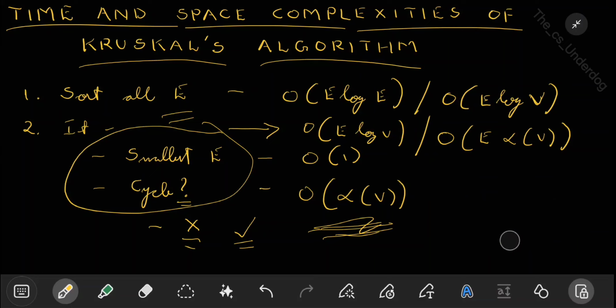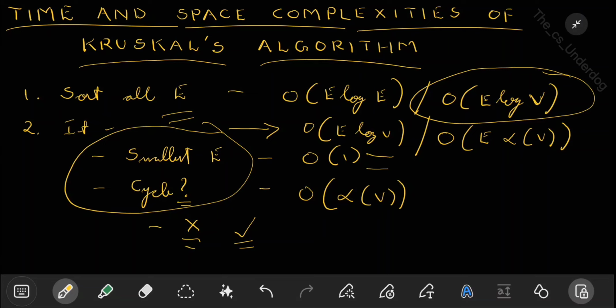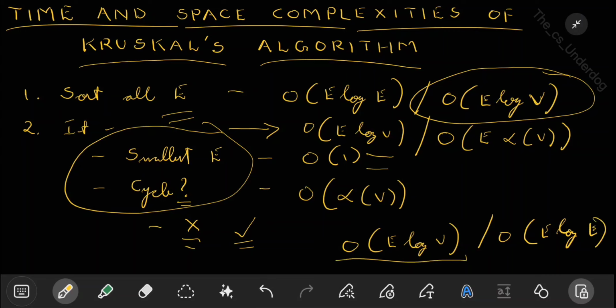See, ideally you can consider it as order of alpha of V. The reason I'm okay taking E log V here is that anyway your sort step is going to consume E log V. So you are not going to get a total time complexity lesser than E log V for this particular algorithm. So even if you consider that this step is taking E log V, it is still okay. Time complexity is going to be that only. So what is the final time complexity? It is order of E log V or order of E log E, whichever you want to take. So you would ideally write it as order of E log V because that is a better notation.